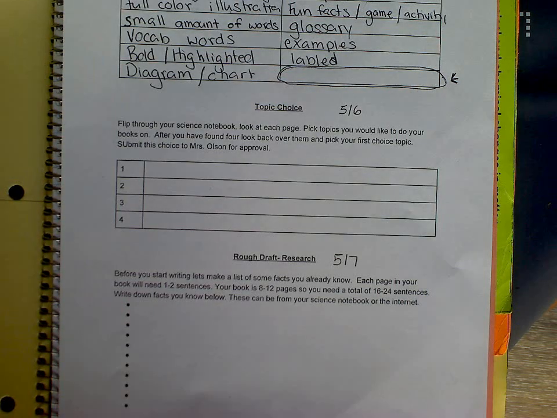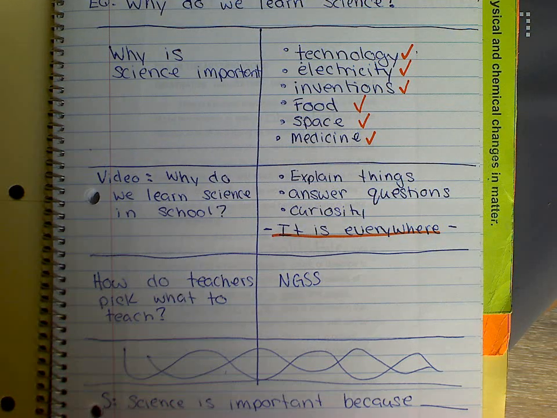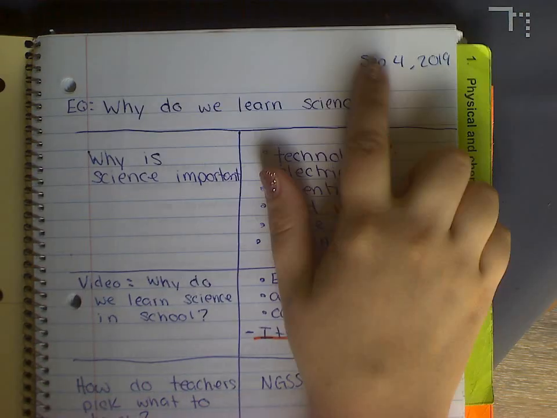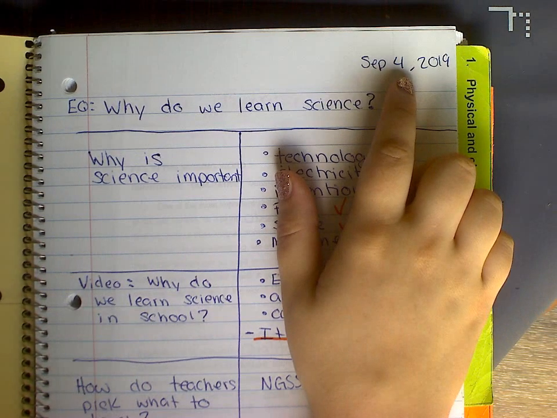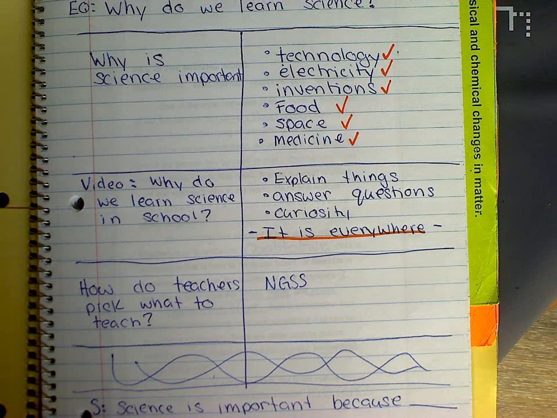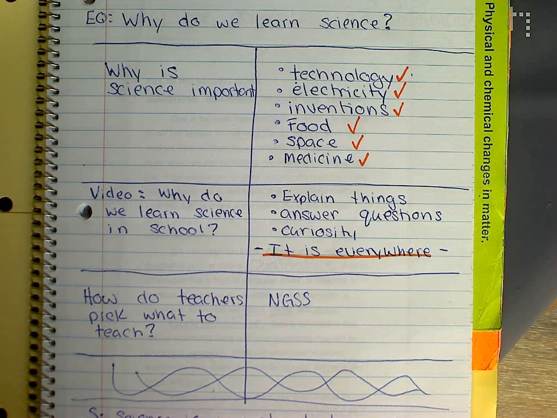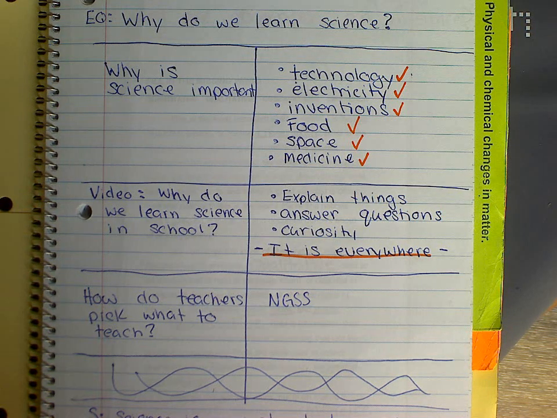So what I want us to do, we're going to go through and look at our notebooks. This is the very first page, all the way back on September 4th, months ago. I want to look through here. What would make a good topic? Okay, this page, Why We Learn Science, is probably not the best for doing a book. There's kind of a lot of information here, but it's a lot of different topics. It's not just one thing that I would want to write a whole book about.